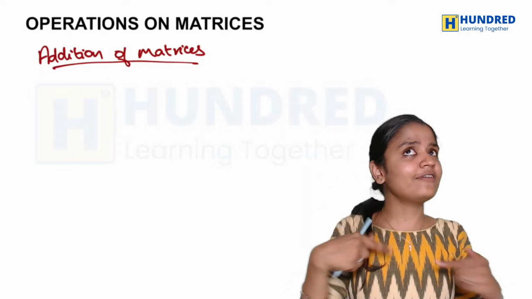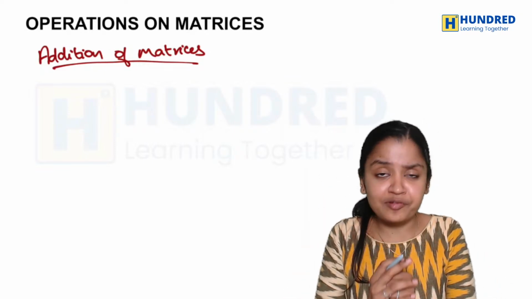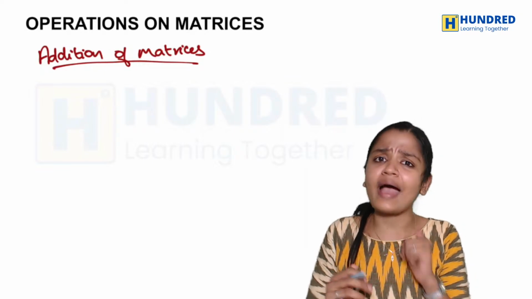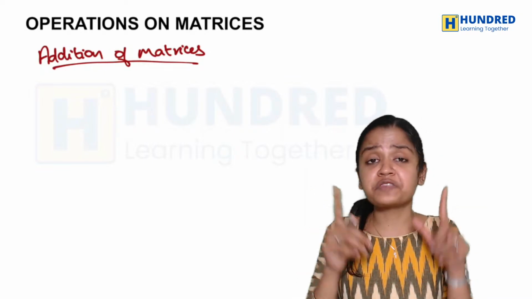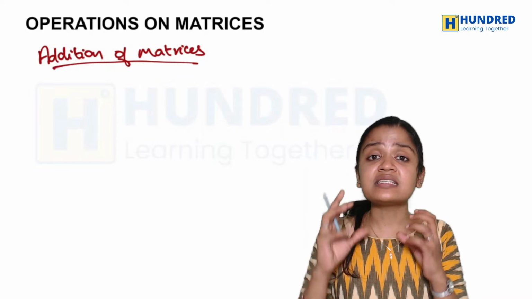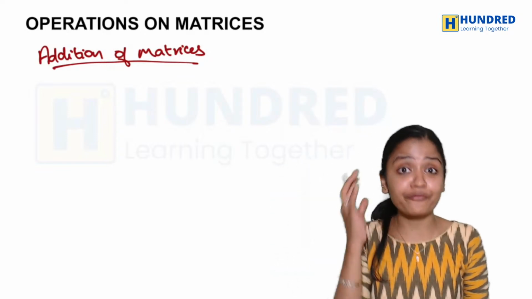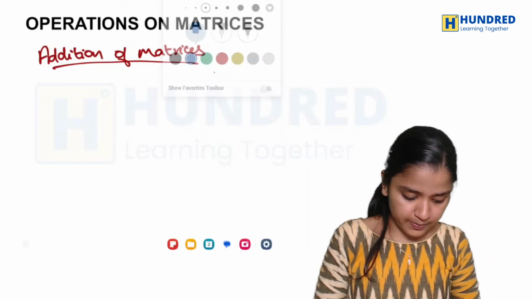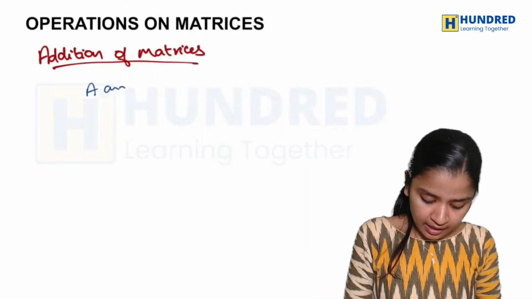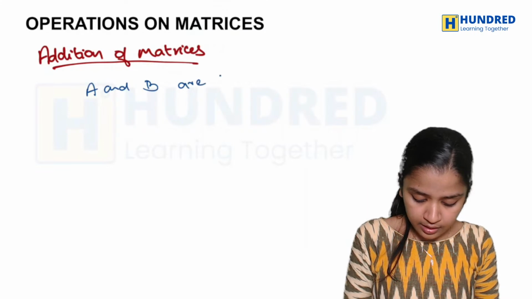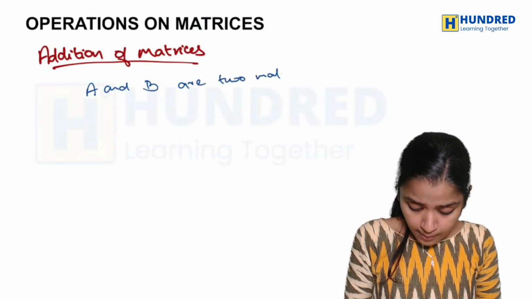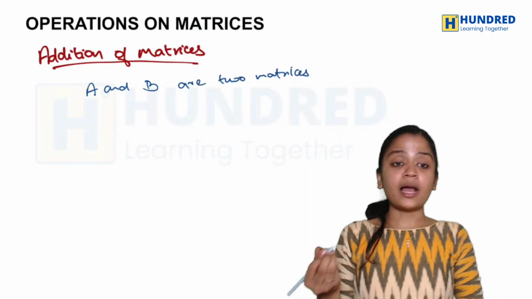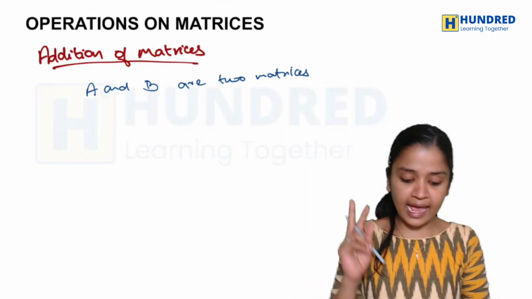I will ask you a question. If your matrices are of different order, can you add them? Or if they are of the same order, can you add them? This is the important question which you have to keep in mind. Now, A and B are two matrices. I'm taking two matrices, A and B.